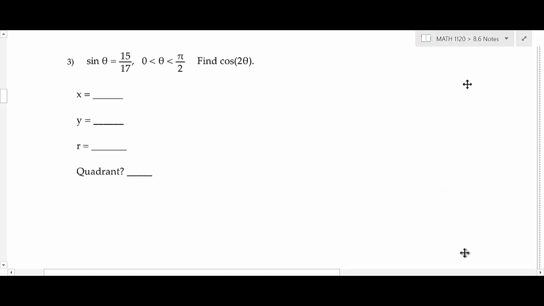So to begin with, what you're doing, we've done a lot of problems like this, and part of the purpose of this is an overview of what we learned in trig and just adding in the new identity. So your job is to find the cosine of 2 theta.